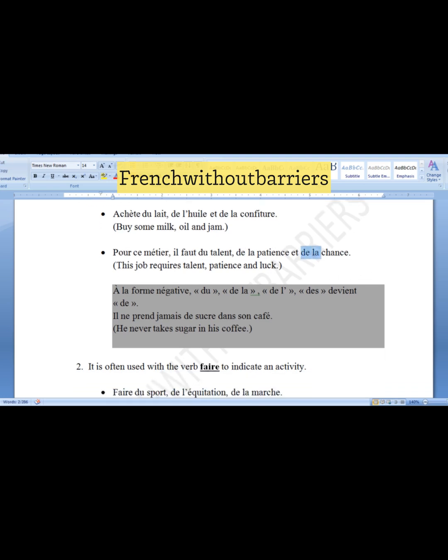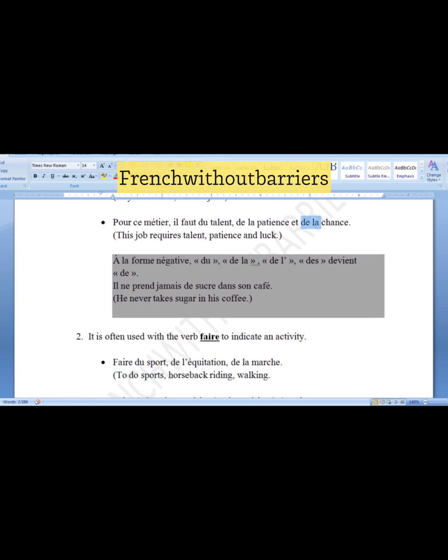A very important thing to keep in mind is that in the negative form, guys, or when the verb is negated, the partitive articles become de or d' apostrophe, depending on the noun. If it is starting with a vowel, then it will be d' apostrophe, and if it is just with a consonant, then it is de. Okay, let's see an example here.